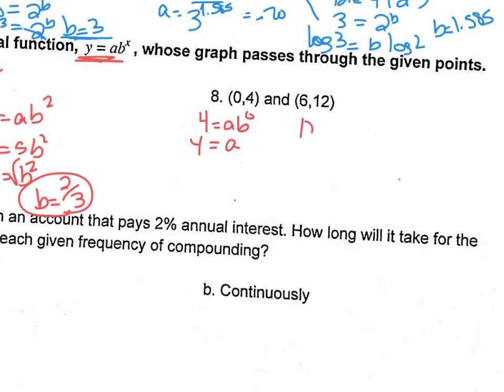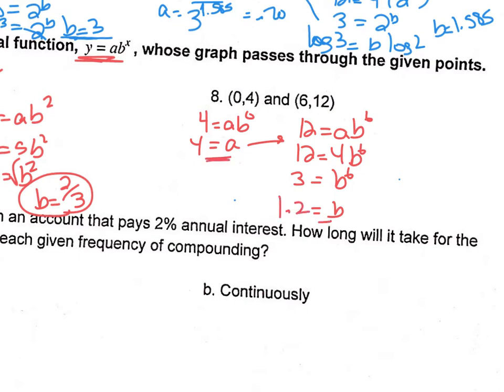Take the second point, do the same thing. 12 is a times b to the 6th power. I know a is 4, so I'm plugging it in. 4 times b to the 6th power. Divide both sides by 4, which is 3. And I'm taking the 6th root of 3 on my calculator. So I'm hitting number 6, going to math, choosing number 5, 6th root of 3, and I'll just get 1.2.